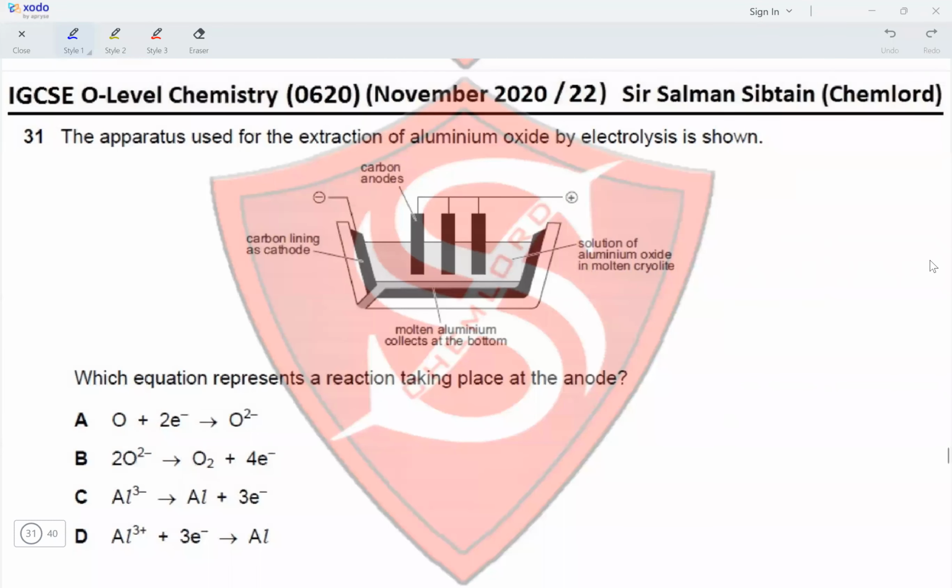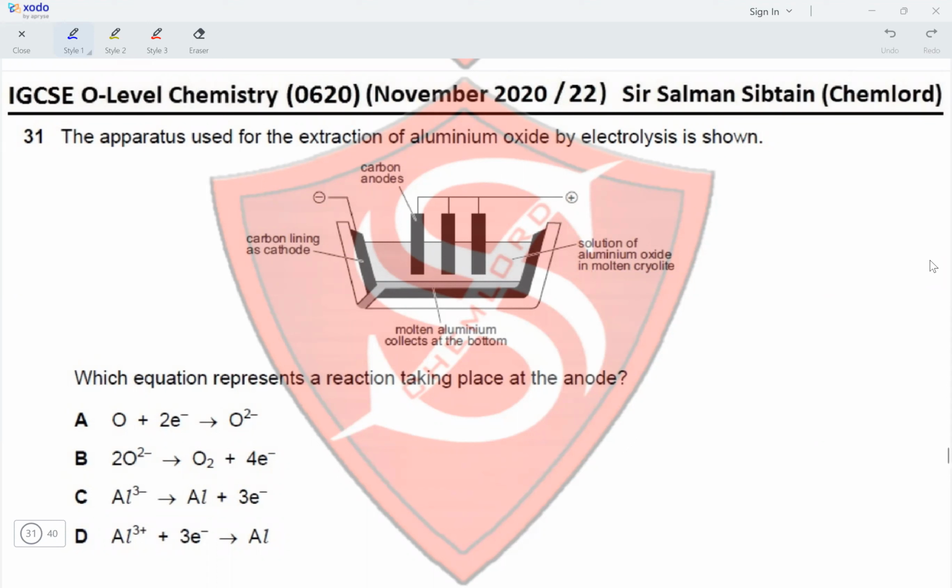Hi guys, this is IGCSE O-Level Chemistry, paper 22, November 2020, question 31. The apparatus used for the extraction of aluminum oxide by electrolysis is shown. Which equation represents a reaction taking place at the anode?